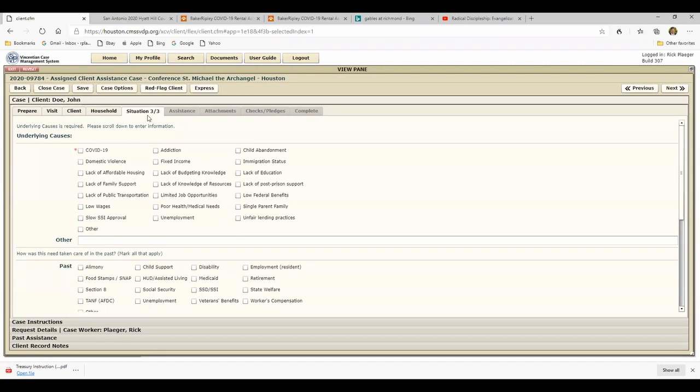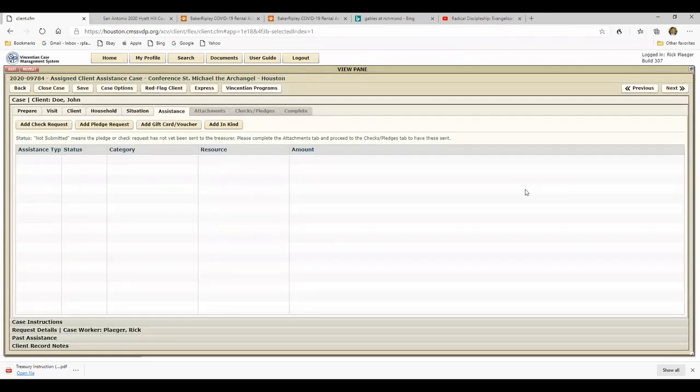Then you go to situation, which is, in this case, COVID-19. The asterisk, by the way, is next to all of these underlying causes. It's not next to necessarily COVID-19. So first of all, the underlying cause, this man was laid off from work because of the pandemic and he's unemployed. So those are the main underlying causes. If there are other things that you want to describe, you can click other and describe it here. There's nothing else that has a red asterisk that you need to fill out on this page.